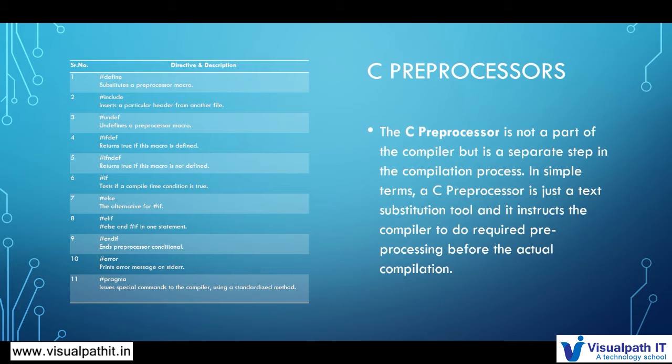Define substitutes a preprocessor macro. Include inserts a particular header from another file. Hash undef undefines a preprocessor macro. Likewise, ifndef returns true if the macro is not defined. Basically these directives are used to define macros in the C program. Hash error prints an error message on the standard error. Hash endif ends a preprocessor conditional. Hash pragma issues a special command to the compiler using a standardized method. We will deal with all of these in further videos, and understand how they are used in different programs and the practical application of every directive.